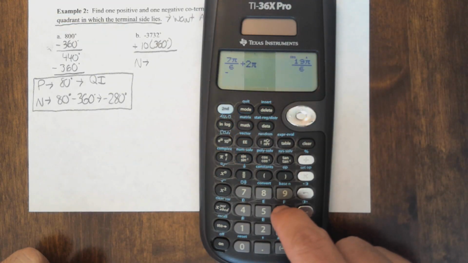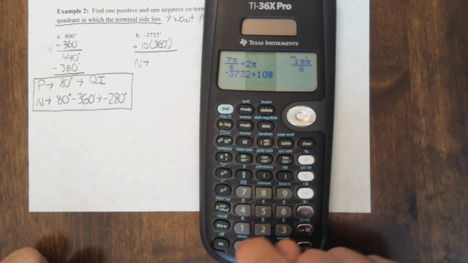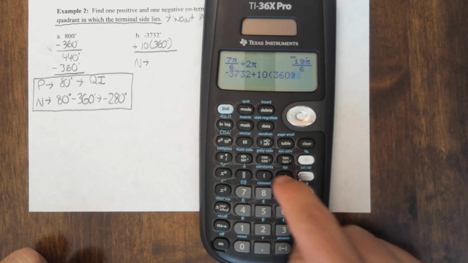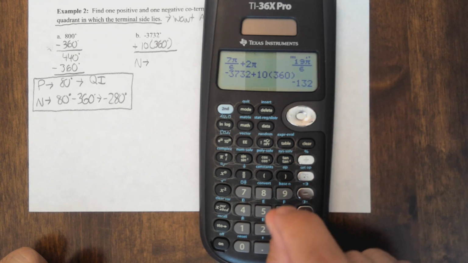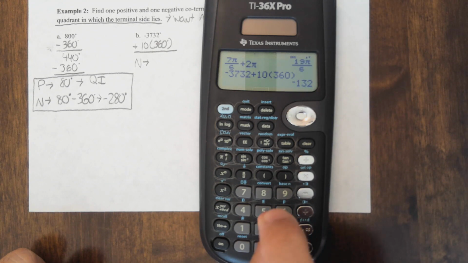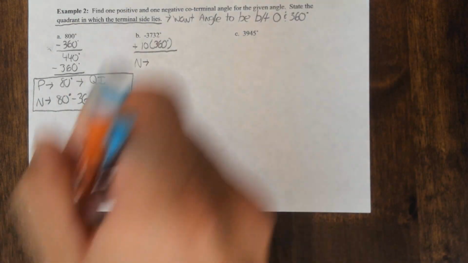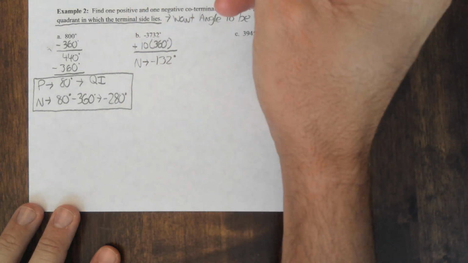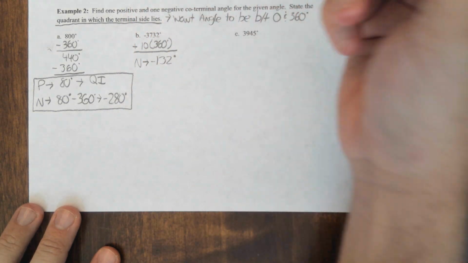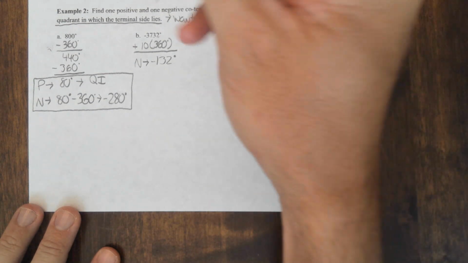If you take negative 3732 plus 10 times 360, that's going to give me negative 132. Now that's between 0 and negative 360. That's what we want: between either 0 and 360 or 0 and negative 360. So that gives me my negative angle of negative 132 degrees. I'm trying to get a positive and a negative coterminal angle, so that's my negative angle.